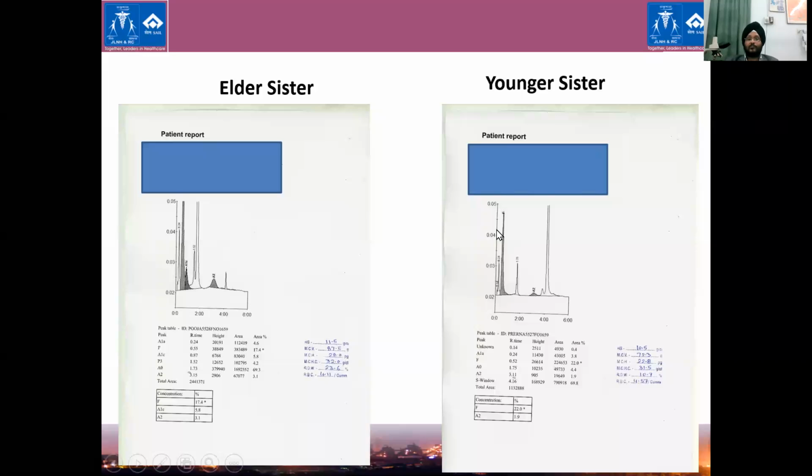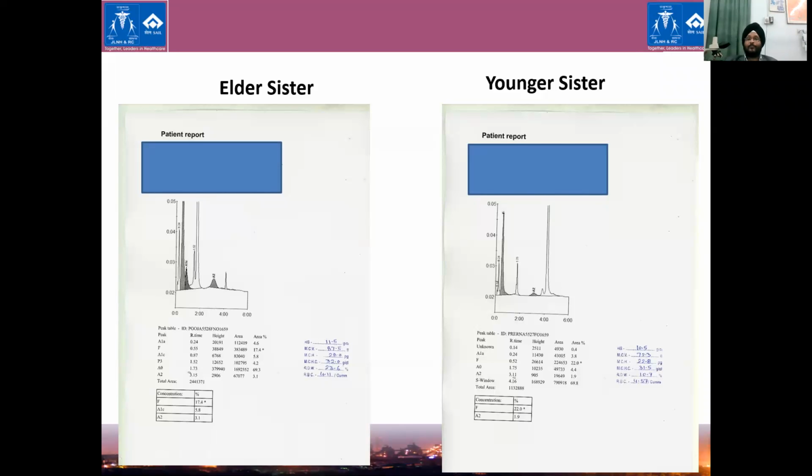He had two sisters also, so we did an HPLC of both the sisters. The elder sister had features similar to her mother, with 17.4% HbF. So she again is a case of hereditary persistence of fetal hemoglobin, heterozygous state. But the younger sister was like the brother. She had a sickle cell window also, and HbF was also high at 22%. So if we are not vigilant in such cases, we can straight away make a diagnosis of homozygous sickle cell disease.